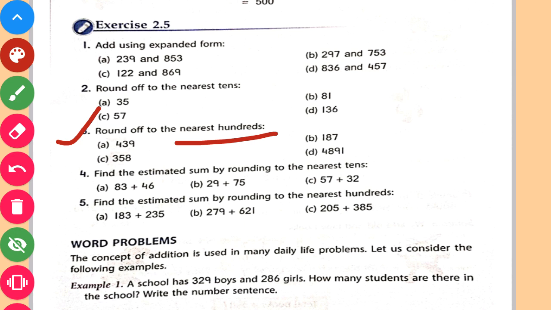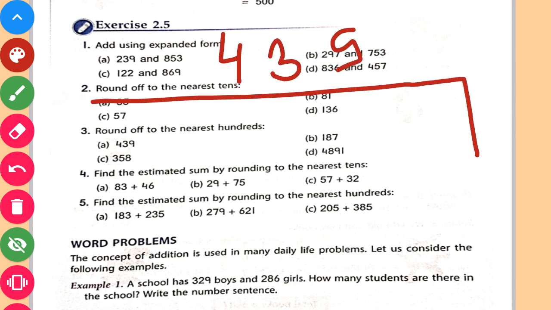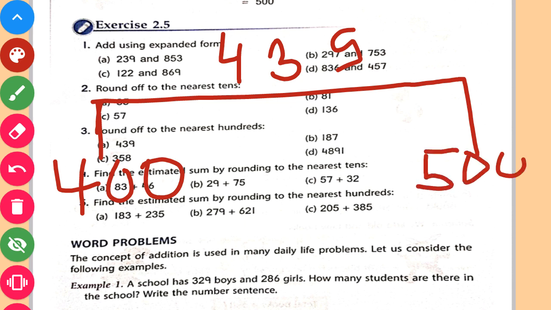So, question number A. 439. Okay kids, tell me, 439 lies between which two hundreds? Yes, 439 lies between 400 and 500. Now we have to find out whether 439 is nearer to 400 or 500.